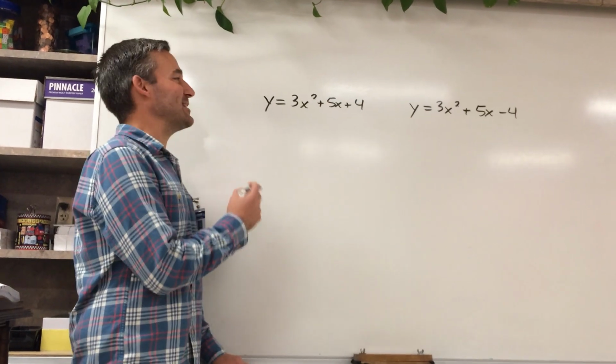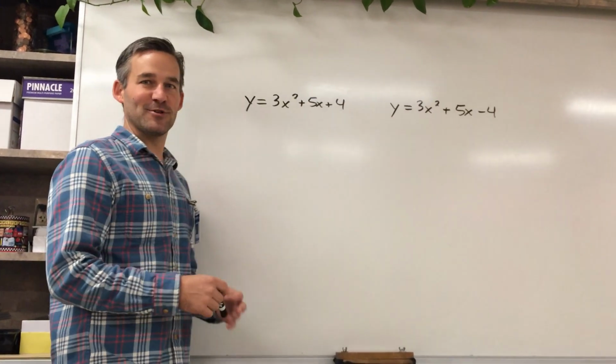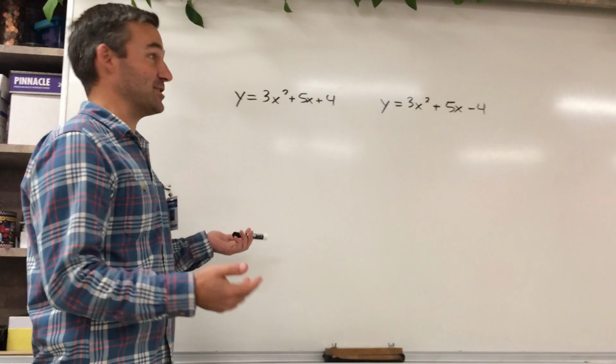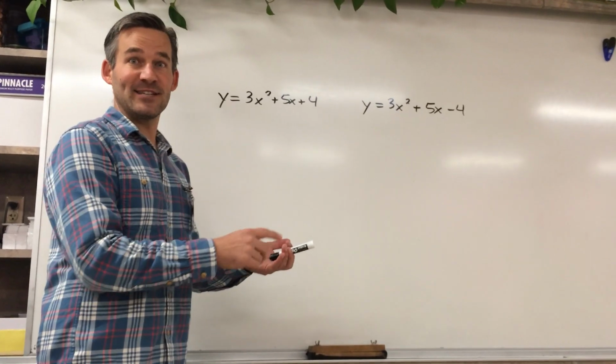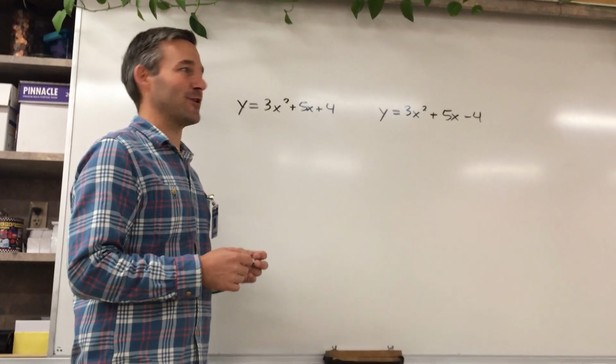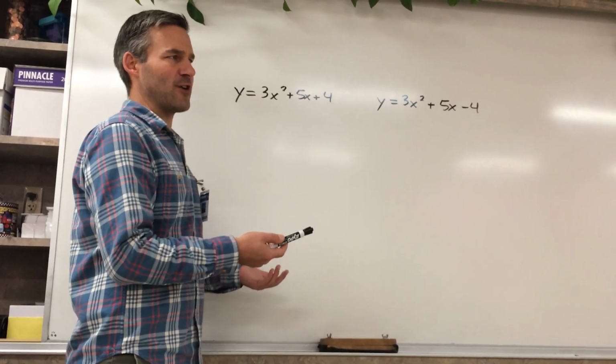So on these, we need to determine if they have real or complex roots. The quickest way to do this would be to just graph them. On your graphing calculator, you could just graph them. If they intersect the x-axis, they have real roots. If they don't, they have complex roots.